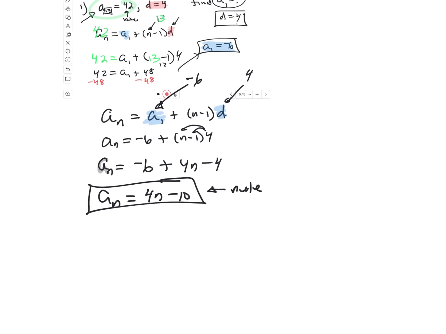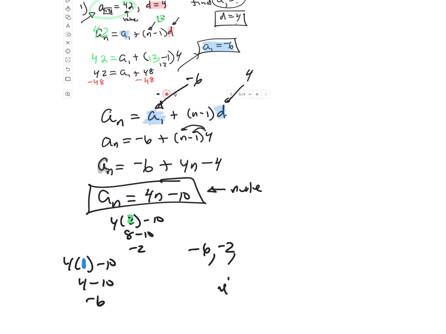So if you plug in 1, 4 times 1 minus 4 would be negative 6, so the value of the first term is negative 6. If you plugged in 2, that means the second term has a value of negative 2. If you plugged in 3, that means positive 2 is the next term. If you plugged in 4, that means 6 is the next term, right?